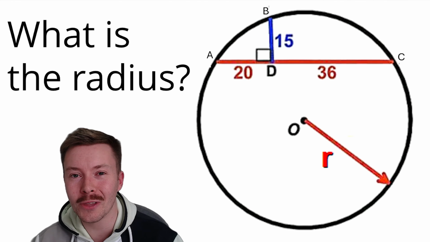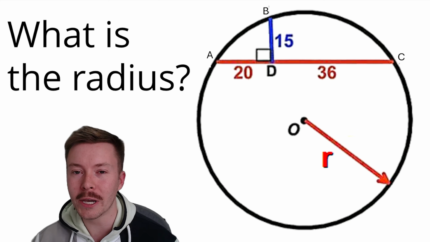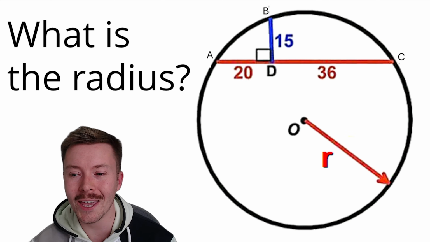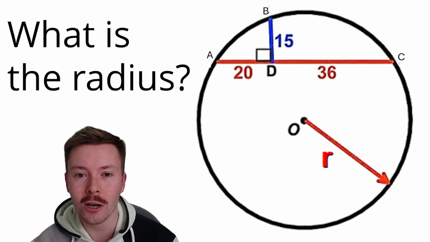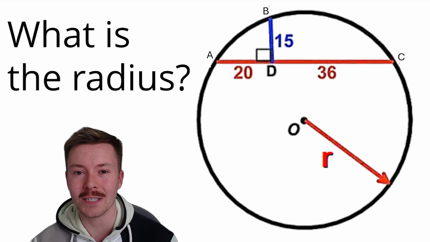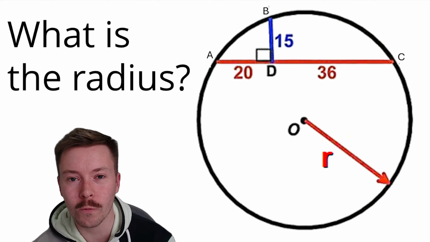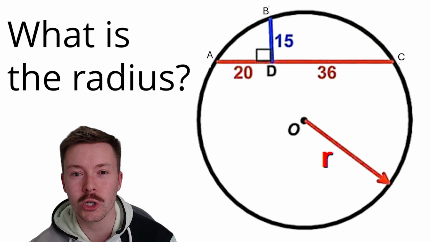What is the radius of this circle? This week is going to be a pretty quick problem, but can you solve it? We have got a chord going across the circle here, split by this line BD into line segments 20 and 36. Can you find the radius of the circle? If you want to solve this problem yourself, pause the video now. Otherwise, I'm going to show you my solution in 3, 2, 1.